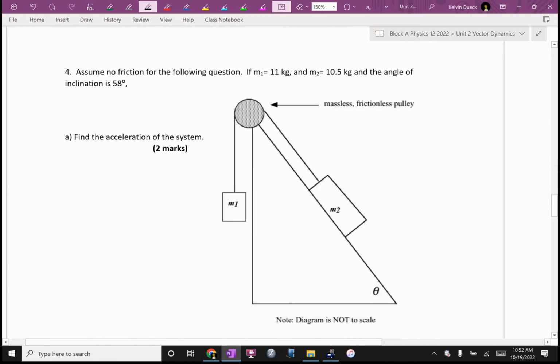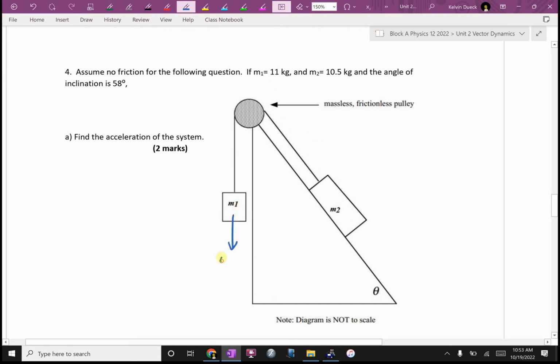I like example 4. Example 4 is a nice question. Assume no friction for the following question. If m1 equals 11 and m2 equals 10.5, find the acceleration. This is a job for a free body diagram. What are the forces acting on this? Get the obvious one.